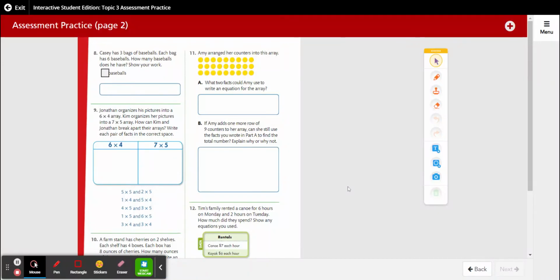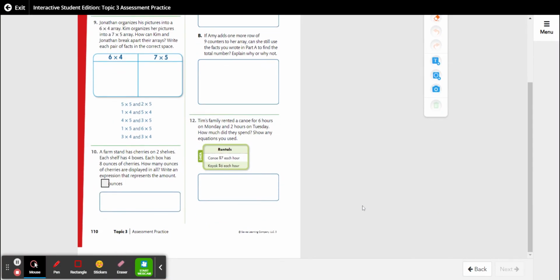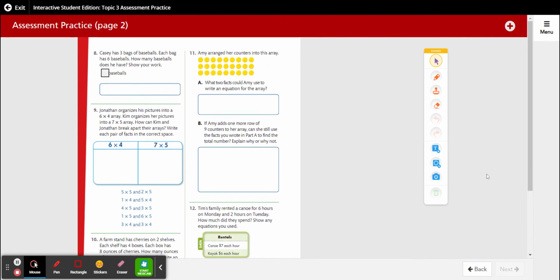This is the Topic 3 Assessment Practice, page 2 or page 110 in your textbooks. Number 8, Casey has 3 bags of baseballs. Each bag has 6 baseballs. How many baseballs does he have?